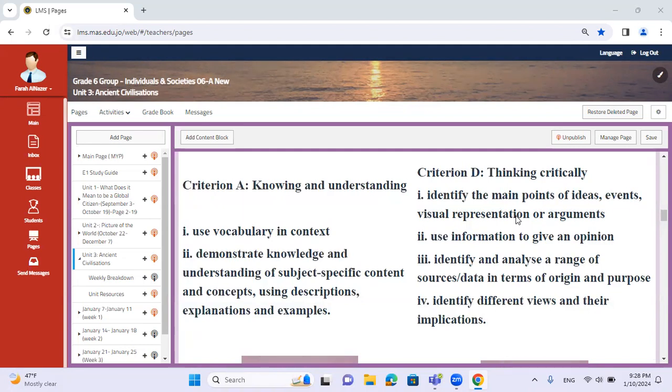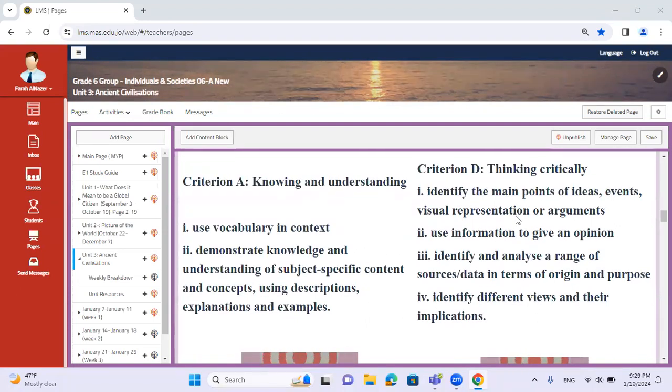So, if we're going to talk about ancient Egypt, I must see achievements such as mummification. So, give me a description. What is mummification? Explain how mummification happens, and how has this been significant enough for us to understand the process that reflects perhaps knowledge in terms of the medical field? So, this is in terms of criterion A, knowing and understanding.